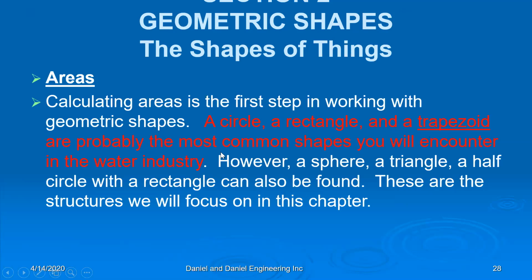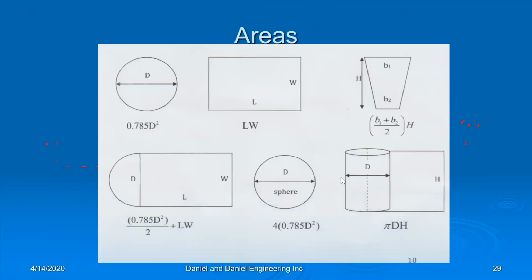And they say that these are the most common that you'll find in the water industry, and that is true. But at times we will meet the sphere. So we have the spheres on the syllabus, the triangle, the half circle with a rectangle can also be found. Okay? So let's move on. So I cut it out there, it's there for you.